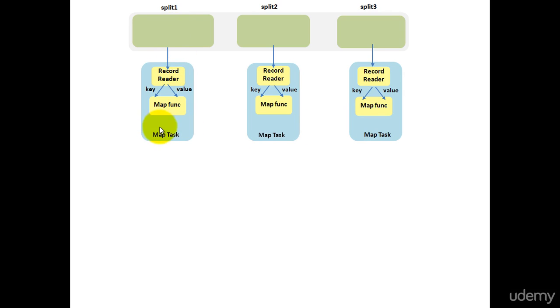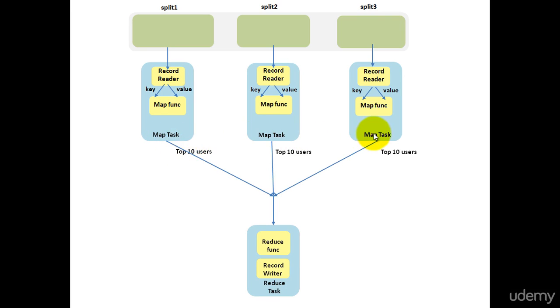Each map task will process its input split and filter out top 10 users based on the reputation. Suppose there are n map tasks. Then each map task will process its input split and filter out its local top 10 users. The local top 10 users emitted from all the map tasks will be sent to the single reducer. This single reducer will then process all the local top 10 users and filter out the final top 10 users based on the reputation. As a result, we will get top 10 users from the whole dataset.